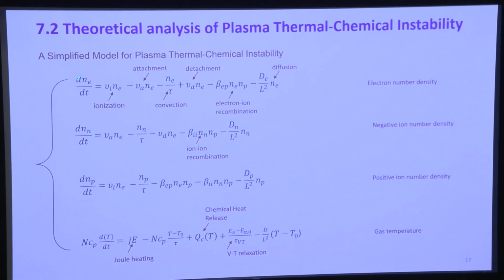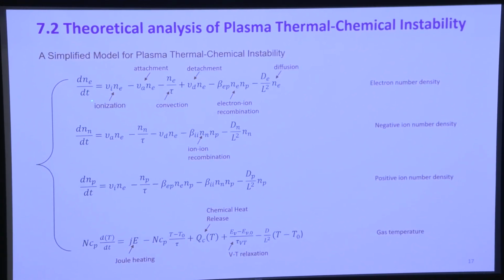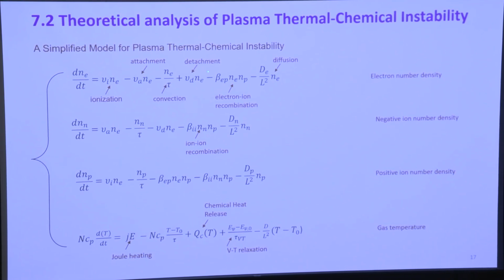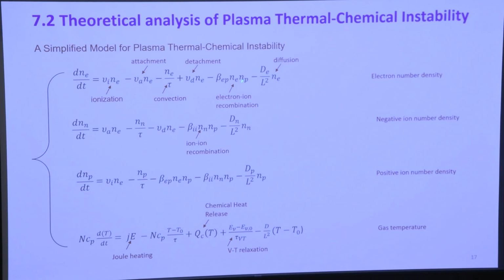So you can write down the governing equations, like electron number density: ionization, attachment, convection, detachment, electron recombination, ion recombination, and diffusion. And you can write down all the neutral molecules and ions, and then energy conservation. We have Joule heating, convection, combustion heat release, vibration-translational relaxation, and then diffusion. So these are our governing equations.